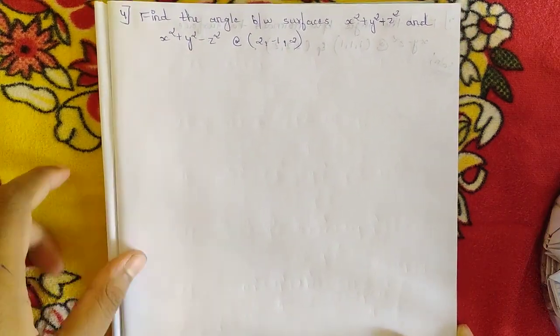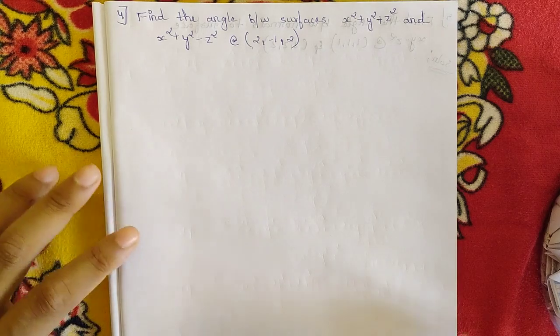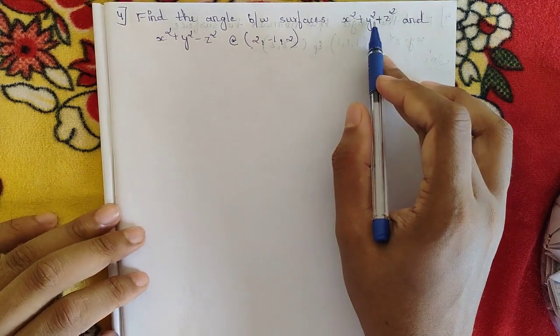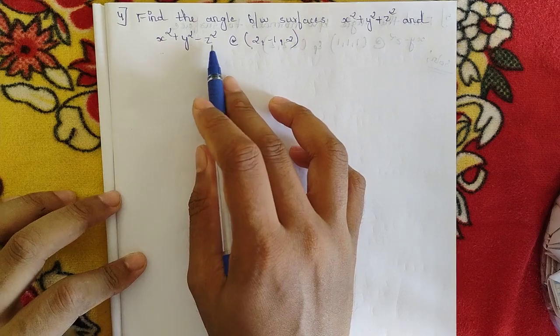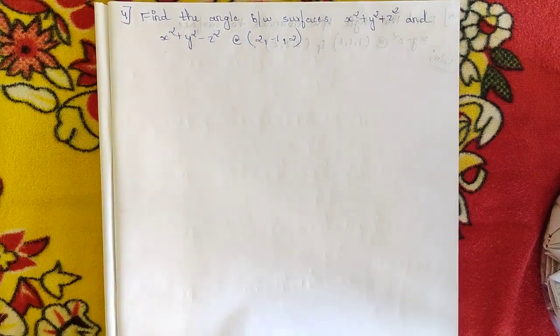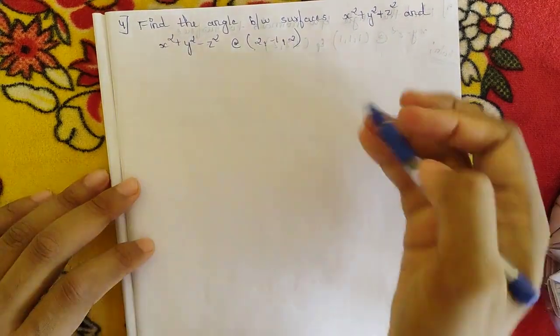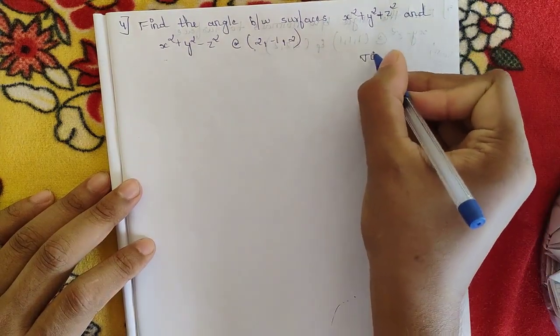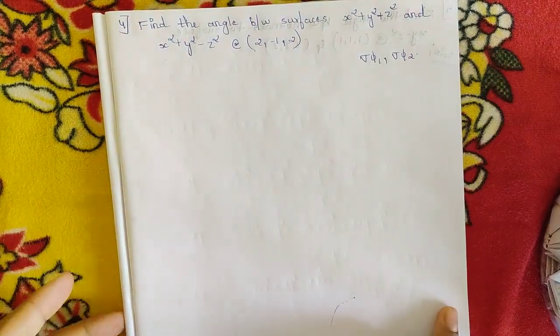This is one more important kind of problem where directional derivative part is done. Now we are going to solve related to finding the angles between the surfaces. Find the angle between the surfaces x square plus y square plus z square and x square plus y square minus z square at the given point, that is 2 comma minus 1 comma 2. Here we are having two surfaces, so separate two gradients we should be finding, that is del phi 1 as well as del phi 2. Let us find that first.